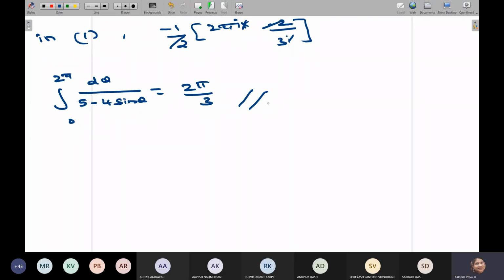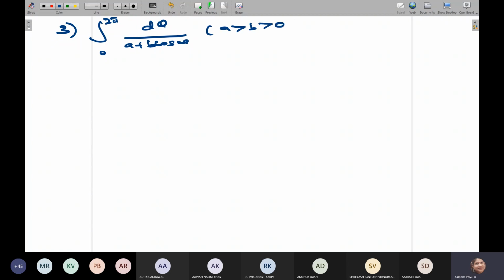Right. So example 3 is a general form of the previous two problems. Okay, you can easily correlate the integral. Okay, I'll just solve the third problem. Evaluate integral 0 to 2 pi d theta upon a plus b cos theta, where a is greater than b is greater than 0.